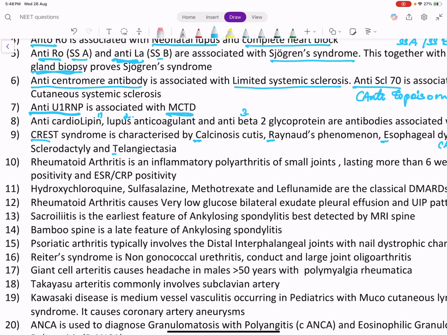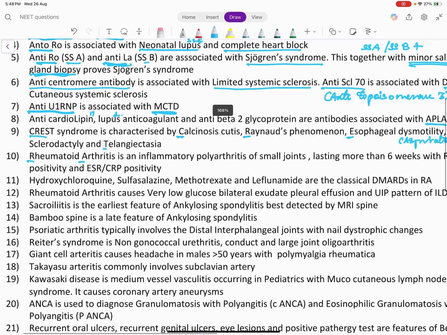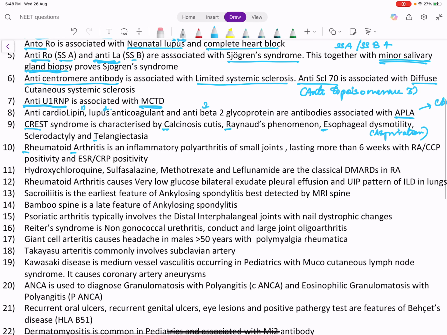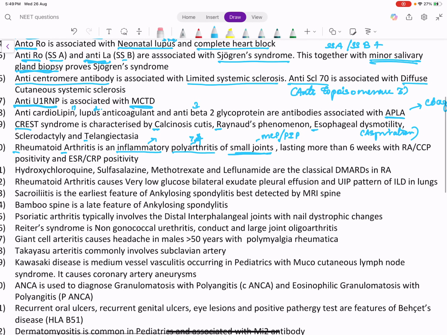Now coming to joint involving autoimmune diseases, rheumatoid arthritis. The actual complete description will be that it is an inflammatory polyarthritis. Inflammatory arthritis means there is early morning stiffness, pain at rest which is relieved on activity. Polyarthritis is more than 3 joints, that is 4 or more joints involved. Rheumatoid arthritis affects small joints. Common joints affected are metacarpophalangeal and proximal interphalangeal joints. It should last more than 6 weeks.